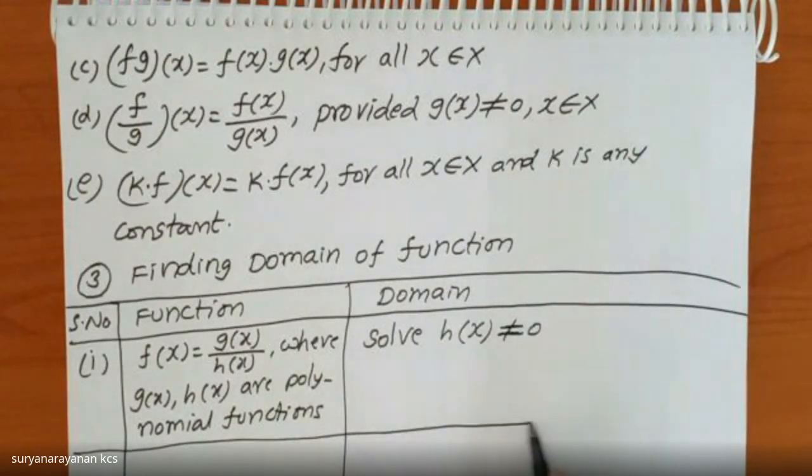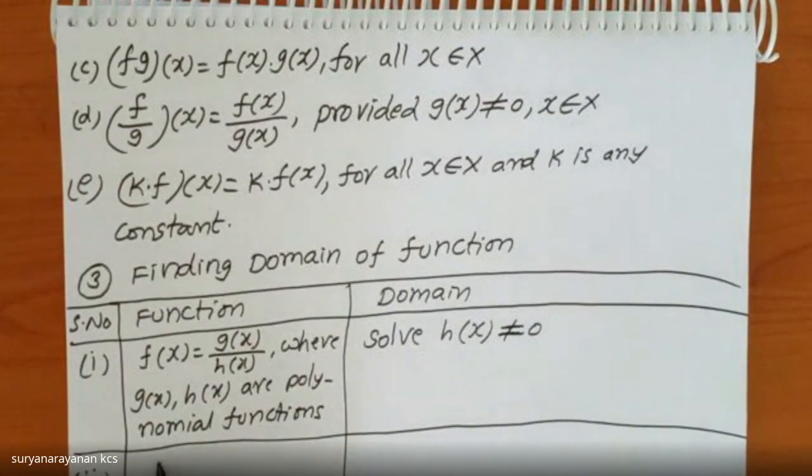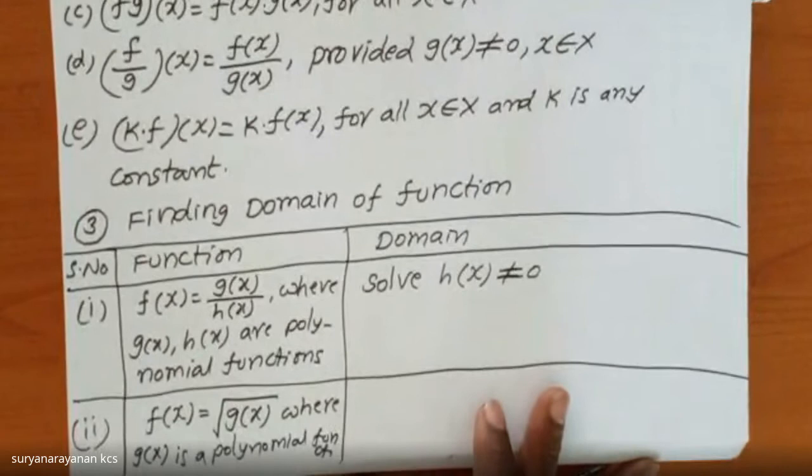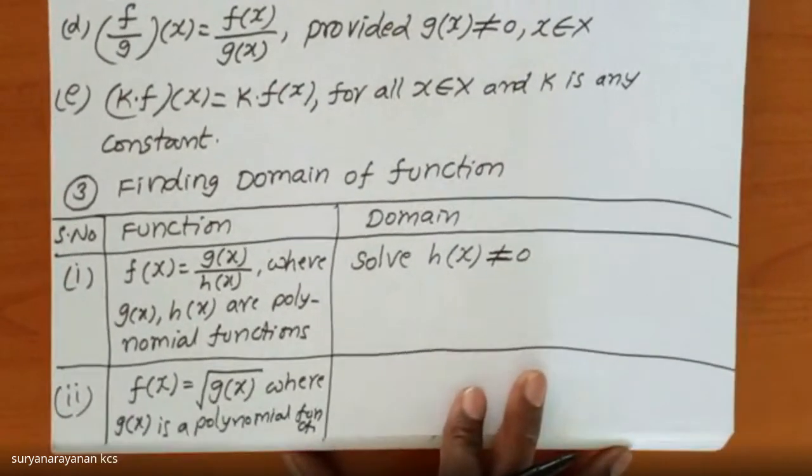This is the first type of functions to find the domain. Suppose f of x is equal to square root of g of x, where g of x is a polynomial function. f of x is equal to square root of g of x.